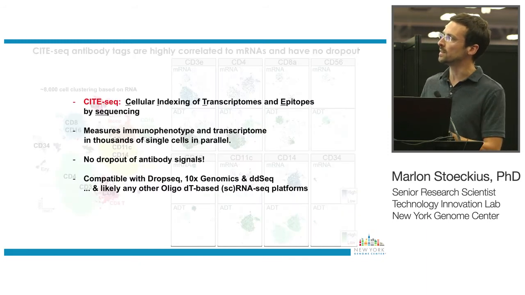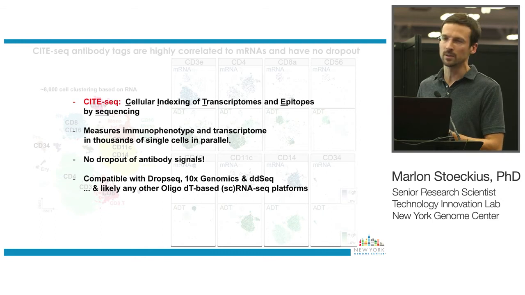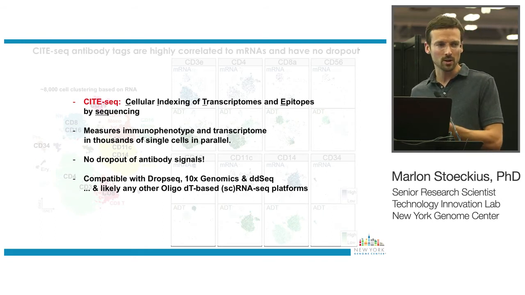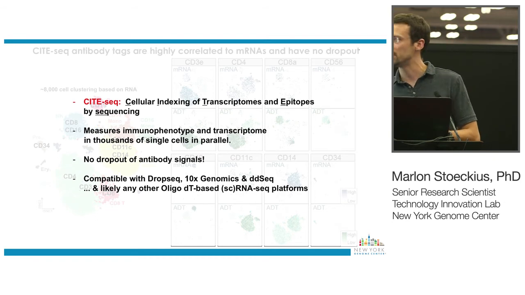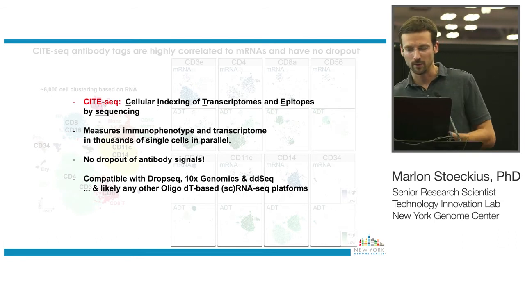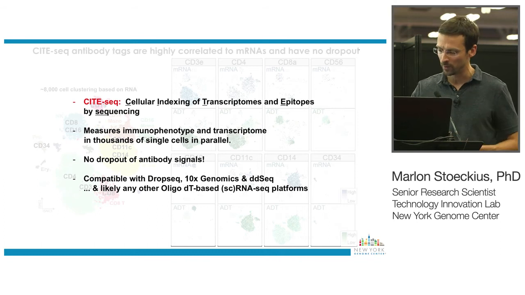So we called the method CITE-seq, for cellular indexing of epitopes and transcriptomes by sequencing. And you measure the immunophenotype and the transcriptome from every single cell, and there's no dropout of the signal. And we think that the method is compatible with any oligo-dT-based single cell or even bulk sequencing workflow.